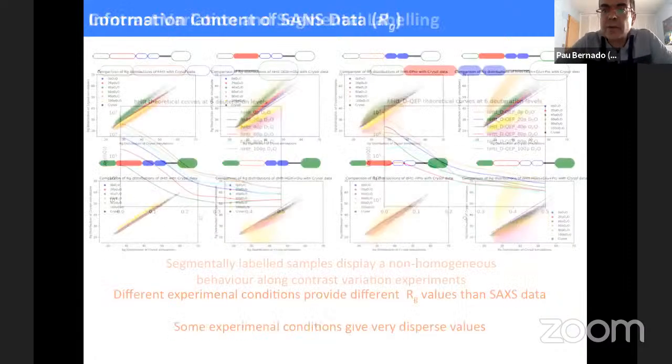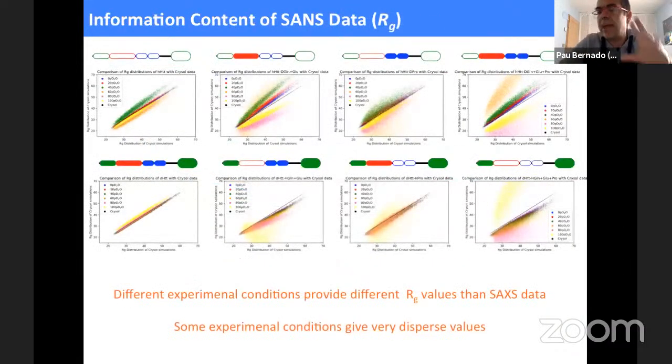If we take those conformations and look at the radius of gyration of all those 11,000 conformations in each one of the conditions tested, and we compare it with the SAXS radius of gyration, which has a kind of homogeneous density, we see that the radii of gyration can be different, just because the mass that the neutron sees is distributed in a different manner, depending on the deuteration pattern and the buffer conditions. Therefore, there is complementary information compared with SAXS.